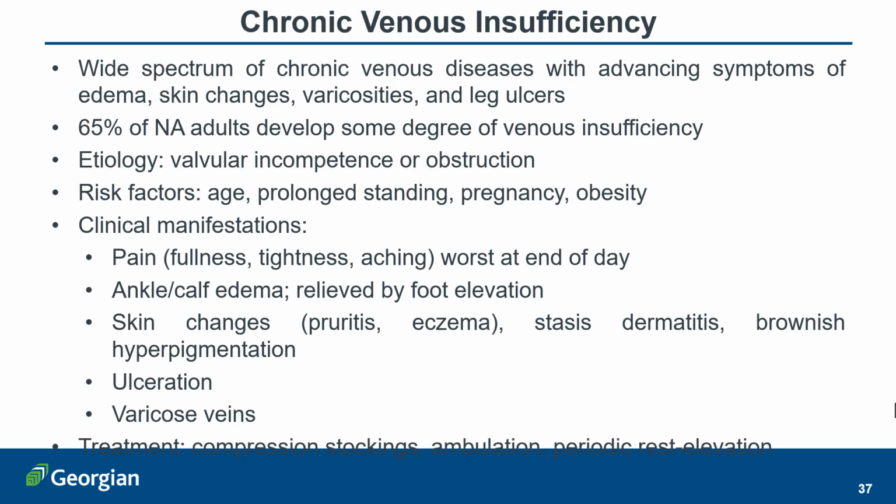The etiology of chronic venous insufficiency is the valves become incompetent. Alternatively, for other reasons, the venous blood flow is obstructed. Risk factors for chronic venous insufficiency include non-modifiable ones, which include age, and modifiable ones, which include prolonged standing, pregnancy, and obesity.